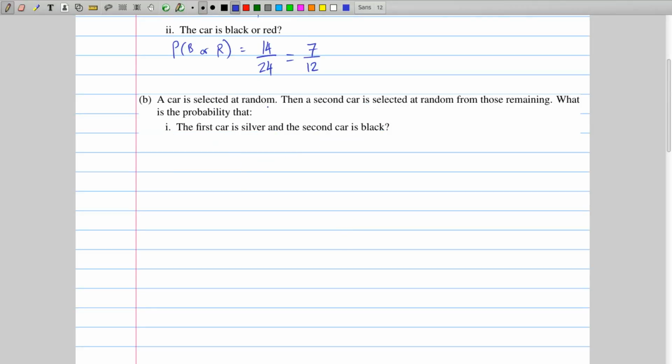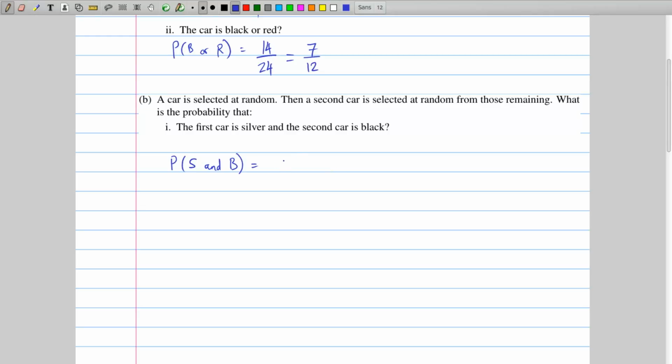Part B changes things a little bit. Rather than just selecting one car, we're now selecting a car and then another car from those that are left. In that situation then we're asked, what is the probability that the first car you pick is silver and then the second car you pick is black? So the probability that you get a silver and then a black.